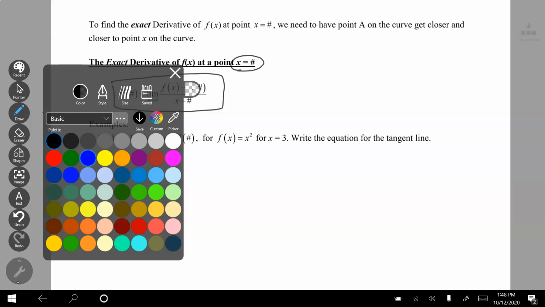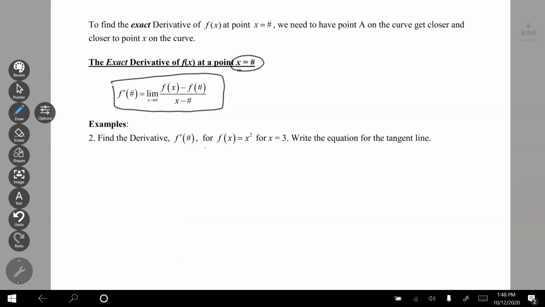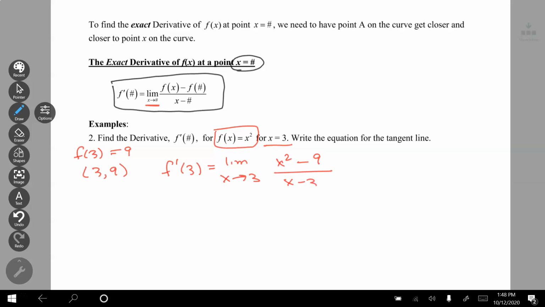So for this example, I have this function and this x value. So if I do f of 3, I get 9. So I have 3 comma 9. So now I have f prime of 3 equals the limit as x approaches 3, from this limit notation we had before, of the original function x squared minus the y value I had, which is 9, over x minus 3.